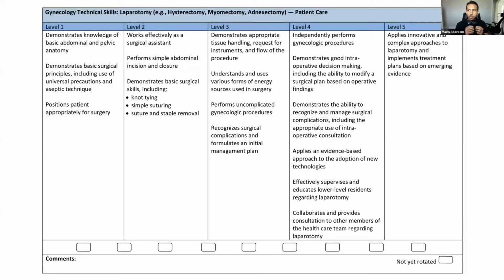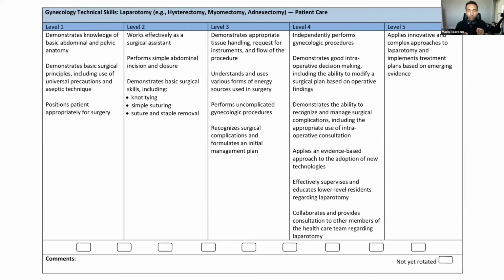I call the milestone to understand it actually better. It's the building bricks of an entrustable professional activity that we're going to talk about later. So for example, in level 2, in a laparotomy, you have to perform a simple abdominal incision and closure, demonstrate basic skills in knot tying and simple suture.